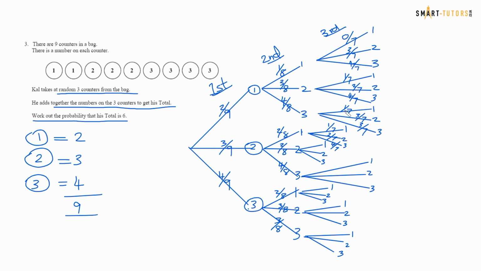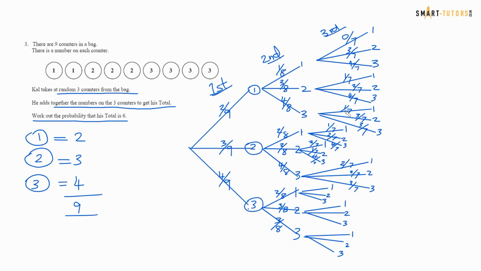Now for this one, before 1 no 1 is taken, so all the 1s are there, so 2 upon 7. And before 2 there are 2 2s taken, so 3 take away 2 is 1 upon 7. And before 3 there are 2 2s, so nothing changes there, so 4 upon 7. And before 1 nothing is taken, so 2 upon 7. And before 2, 1 of the 2s is taken, so 2 upon 7. Before 3, 3 is taken, so 3 upon 7.